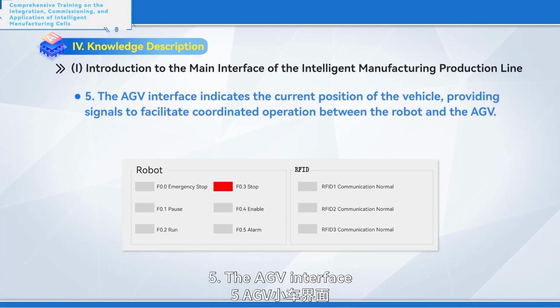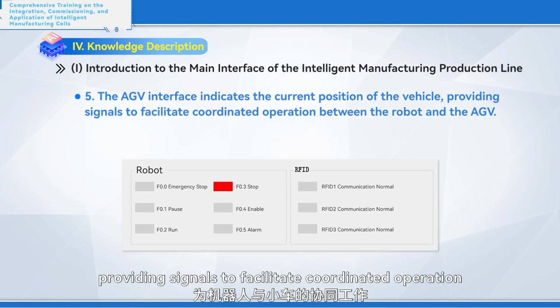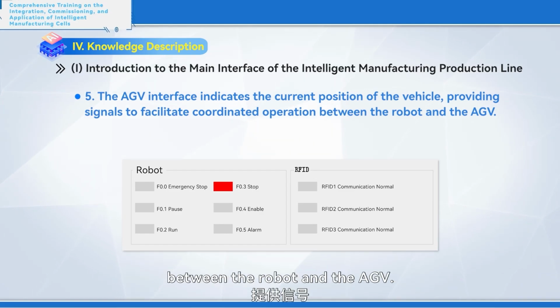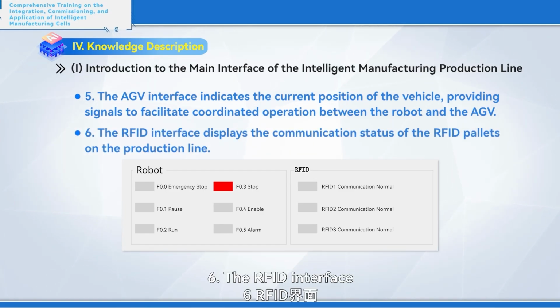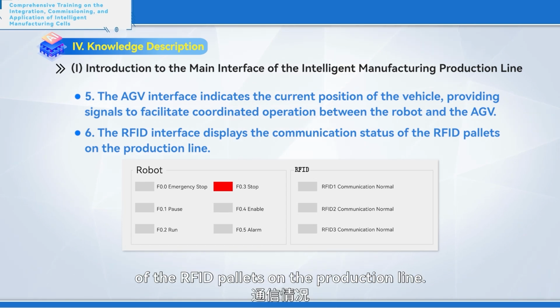5. The HAV interface indicates the current position of the vehicle, providing signals to facilitate coordinated operation between the robot and the HAV. 6. The RFID interface displays the communication status of the RFID pallets on the production line.